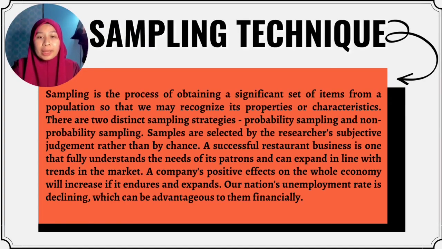Next, I will continue with the sampling technique. Sampling is the process of obtaining a significant set of items from a population so that we may recognize its properties or characteristics. There are 2 distinct sampling strategies: probability sampling and non-probability sampling. In non-probability sampling, samples are selected by the researcher's subjective judgment rather than by chance.